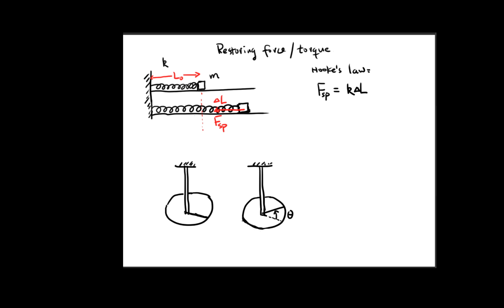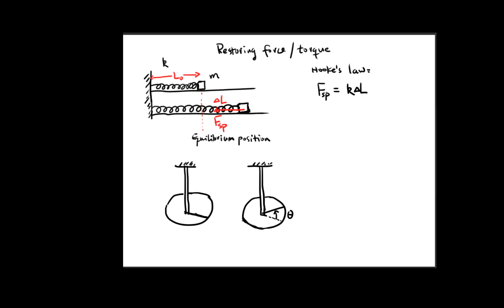For example, right now the object is on the right side of this position, and this position also has a name. It's called the equilibrium position. It's to the right side of the equilibrium position, and the spring force is pointing toward the equilibrium position, okay, and to the left.